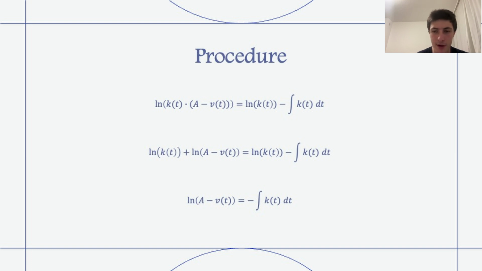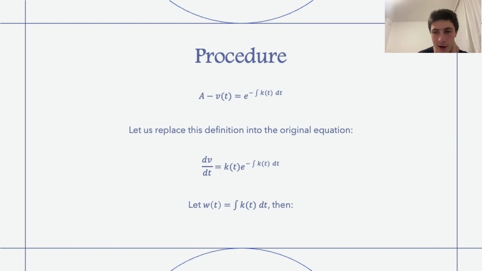If the inner argument is multiplicative, then it's the sum of the logs. And that's what you do. You have log of k of t plus log of a minus v of t equals log of k of t minus the integral of k of t dt. And indeed, the log of k of t just cancels out. And so you have an equation that depends on a minus v of t, which is e to the power of the negative integral of k of t dt.